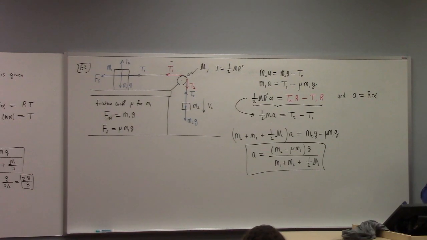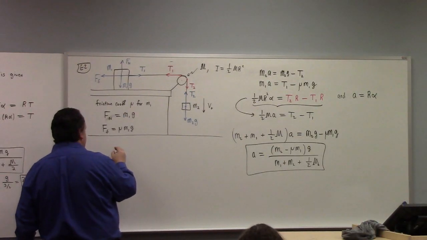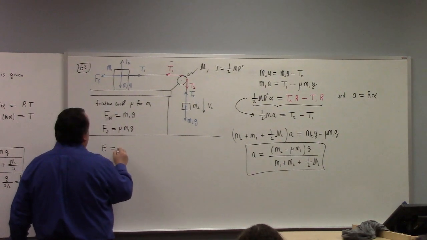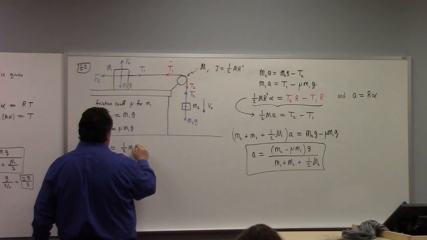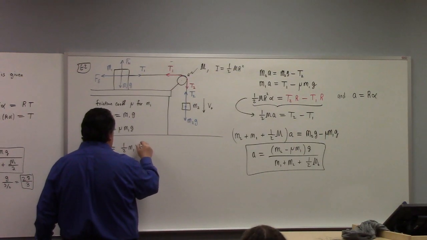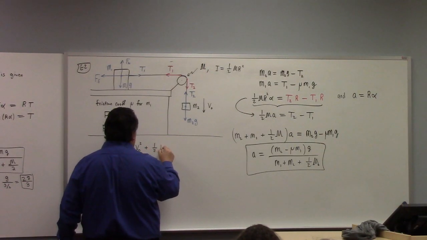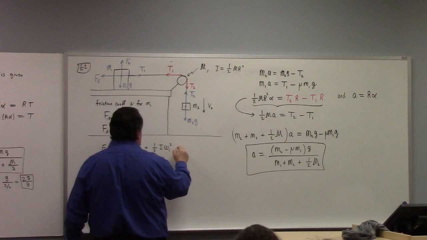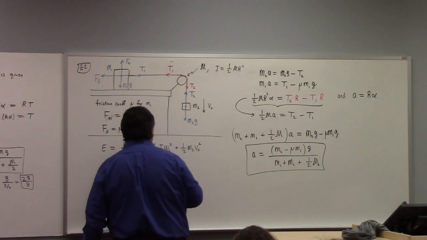Let's see here. What's the energy for the system? Let's try to write that down. Total energy is equal to 1/2 m1 v naught squared plus 1/2 I omega 1 squared, plus 1/2 m2 v naught squared. I'm writing the initial energy here.